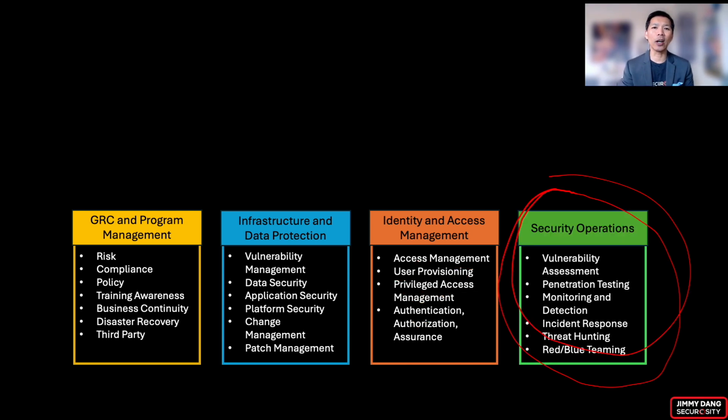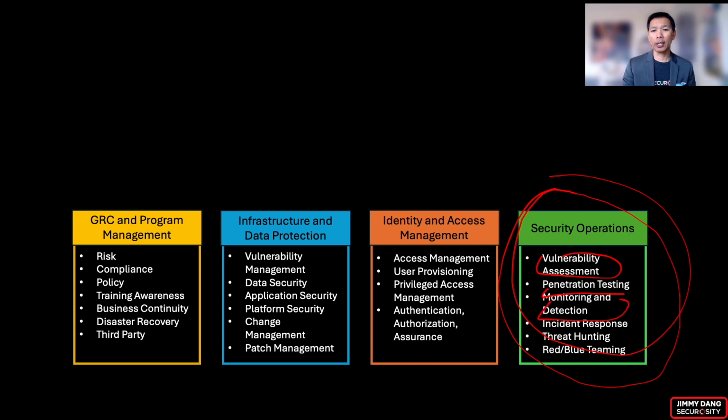Security operations focuses on maintaining the security posture of an organization through proactive monitoring, rapid incident response, and continuous improvement. Some of the key components include vulnerability assessment. Vulnerability assessment regularly identifies and assesses vulnerabilities in systems and applications to prioritize and mitigate risk effectively. Next, we have penetration testing. It simulates real-world attacks to evaluate the effectiveness of security controls and identify weaknesses that could be exploited by adversaries.